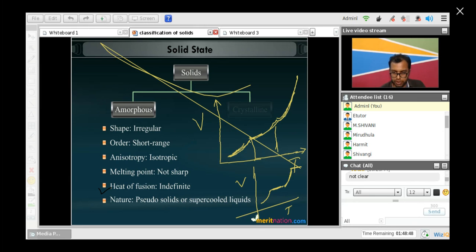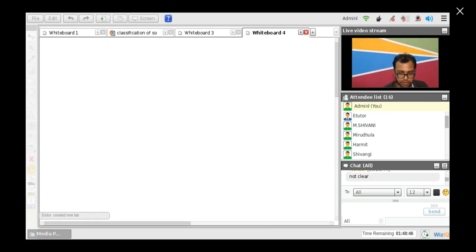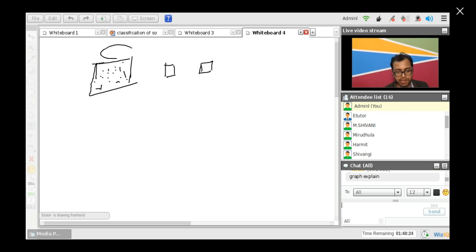Okay. So I'm showing you what is the meaning of indefinite heat of fusion. So heat of fusion is not definite. That means what? Let's say this is the amorphous solid, and in this solid the molecules are arranged randomly, right? Now if from this solid you are taking two different 1 gram samples, then 2 different 1 gram samples from the same amorphous solid may not necessarily require the equal amount of heat to get converted into liquid state, right?